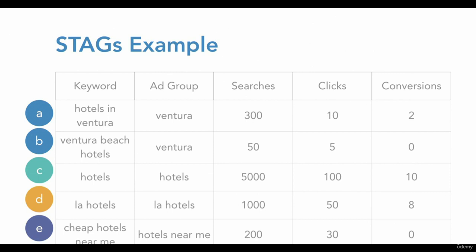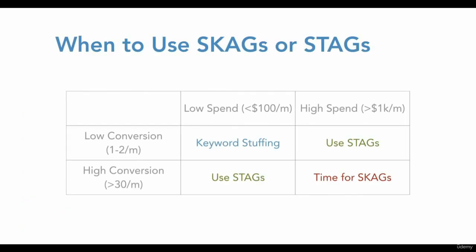So when should you use SKAGs or STAGs? Typically, I like to say if you're spending less than $100 per month per keyword, and if you have a low amount of conversions, 1 to 2 per month per keyword, then keyword stuffing is actually okay. It's a good way to start. But as soon as you start to get more conversions, more than 30 per month, you want to start using STAGs. Similarly, if you start to spend more than $1K per month per keyword, you want to start grouping keywords into STAGs as well.